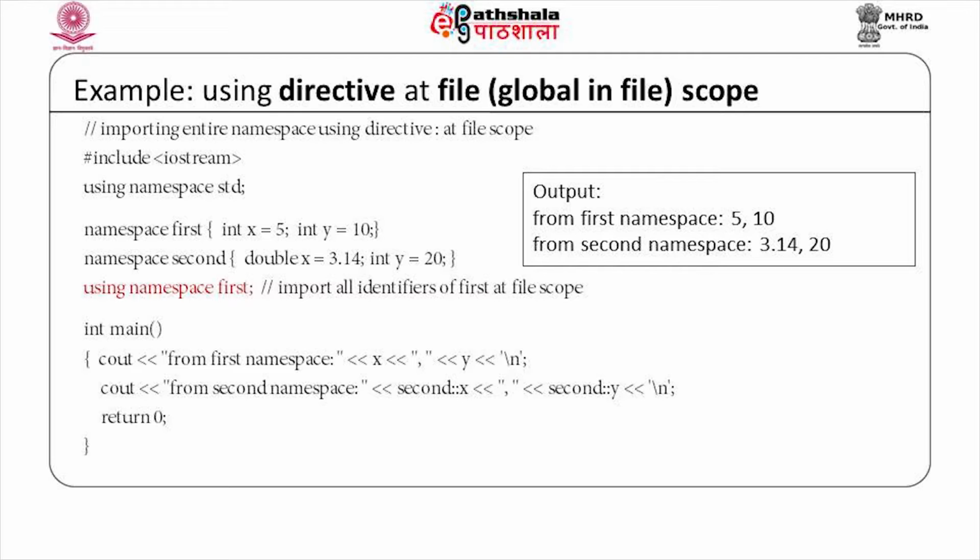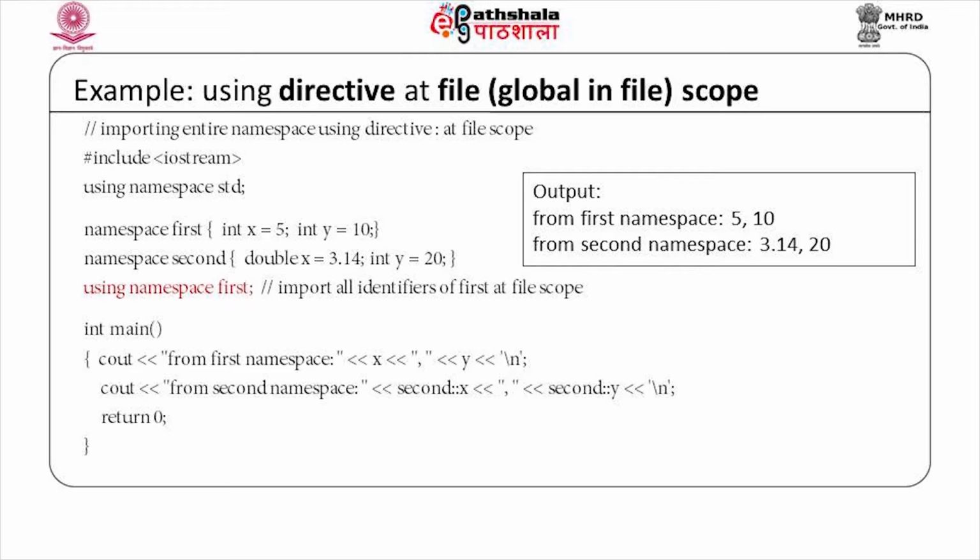So, this is the difference between global variables, or the variables in the global scope, and the variables in the file scope. The variables in the global scope can be declared as extern in another file, whereas the variables in the file scope cannot be declared as extern in another file. They are available only within the same file.